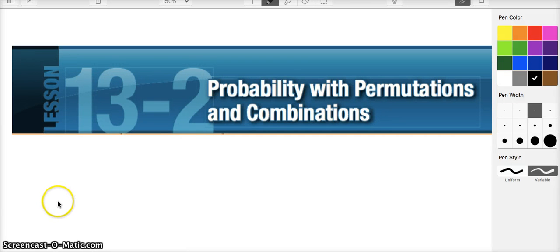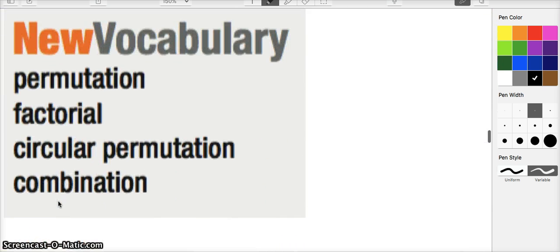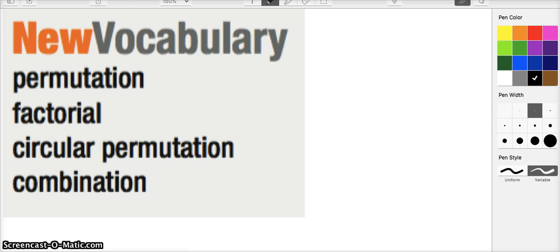Hi, geometry friends. We're in section 13.2, and we're going to talk about probability with permutations and combinations. So let's get started. Permutations refers to the arrangement of things or objects where order matters.